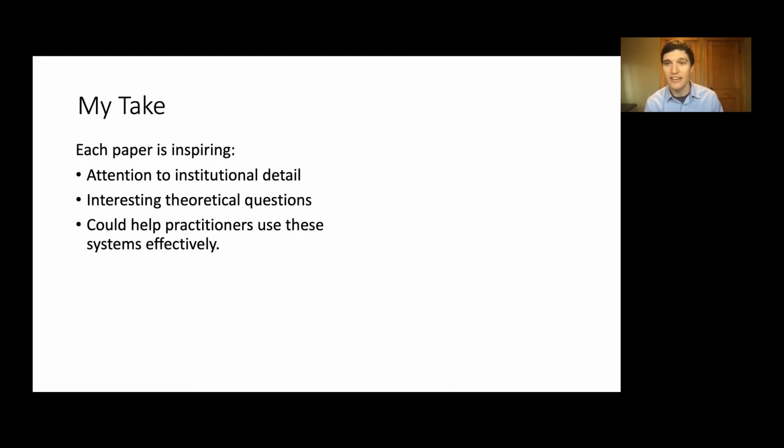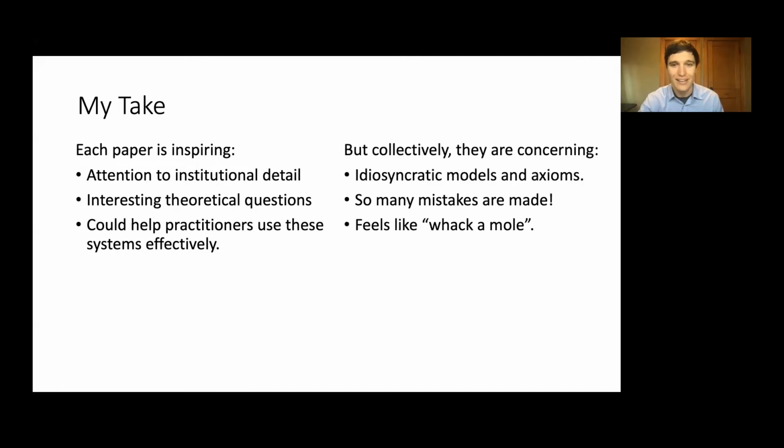There's usually some theory analyzing different ways of doing things. And I think these papers could really be helpful towards improving allocation problems. So that's if you look at one paper. But if you look at the collection of papers as a whole, I would say it starts to get a little bit more concerning for two reasons.